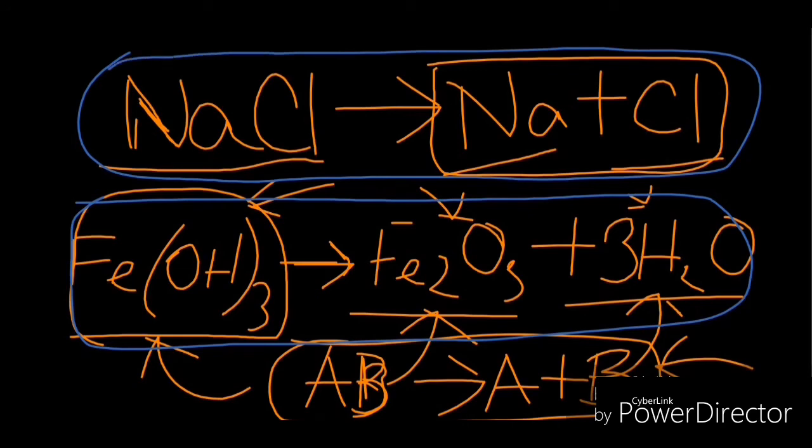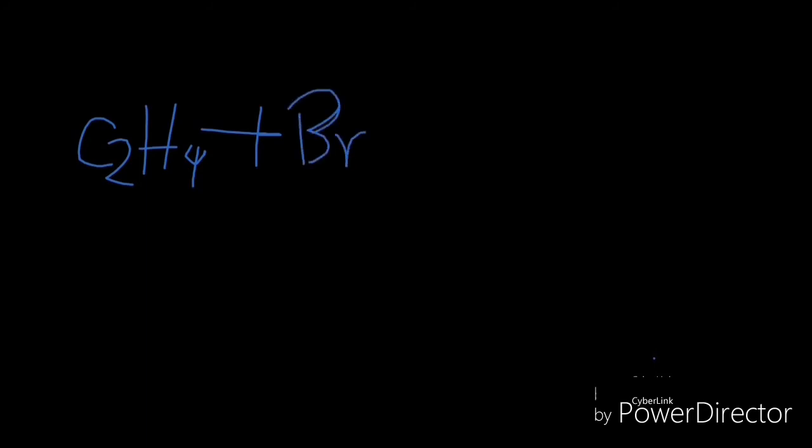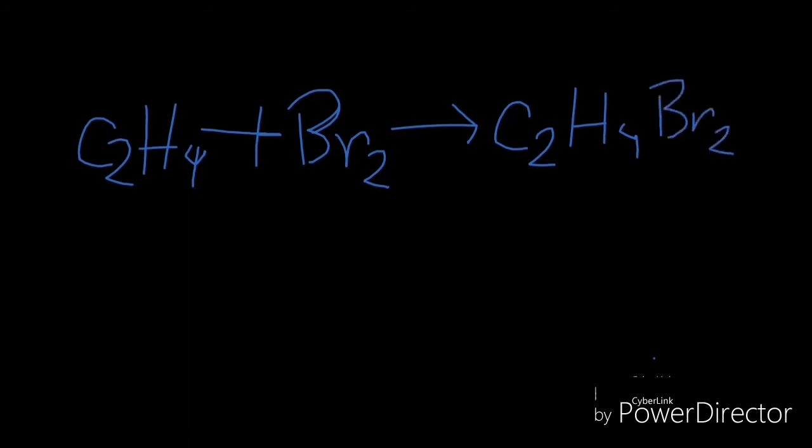So let's check one more example problem. Suppose we have C2H4, that is called ethene, and we have bromine, Br2, and they have reacted and produced C2H4Br2. This is called dibromoethane. So what kind of reaction is this?